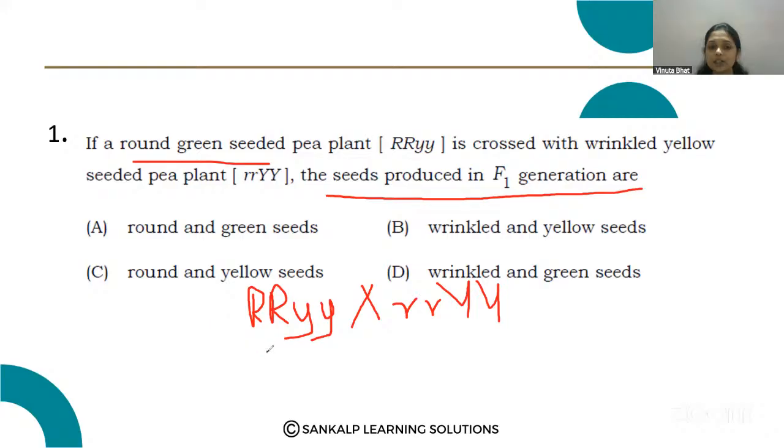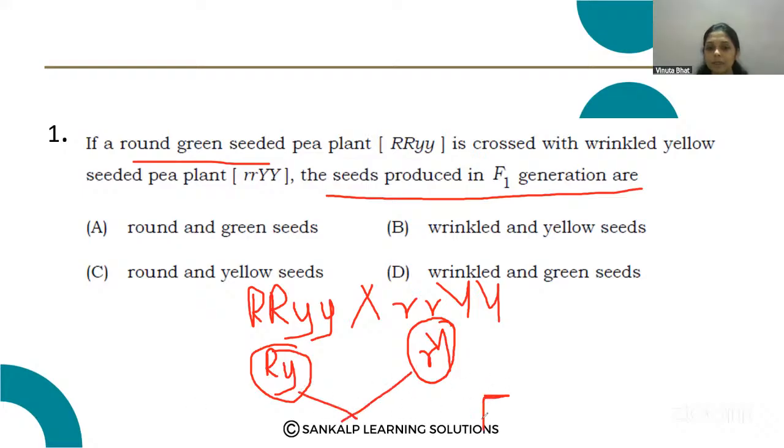So in the F1 generation, here the gametes are capital R small y, this is the gamete, and small r capital Y is the gamete. Okay, so here the F1 generation plants are with capital R, small r, and small y, capital Y, right? So they are having the capital R and capital Y. So what can we say here, round and green seeds?